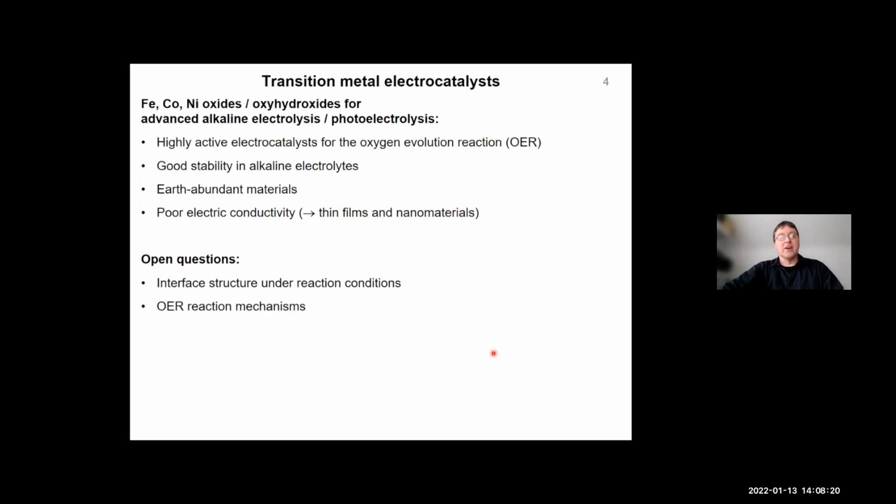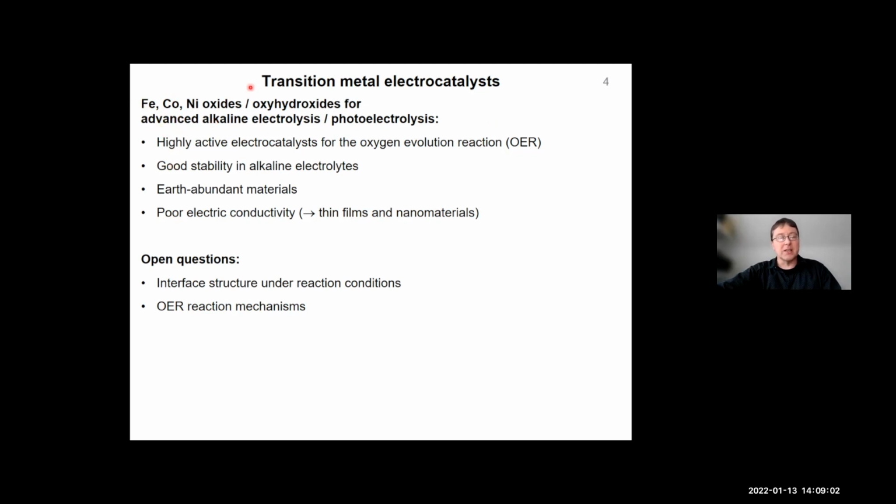In this project we in particular study soft transition metals like iron, cobalt, nickel, oxide and oxyhydroxide. These are very interesting catalysts for the really difficult reaction, the oxygen evolution reaction. This is much more difficult than hydrogen evolution because it involves transfer of 4 electrons. So most of the research in this field concentrates on improving these electrocatalysts. These are interesting for so-called advanced alkaline electrolysis and also photoelectrocatalysis.